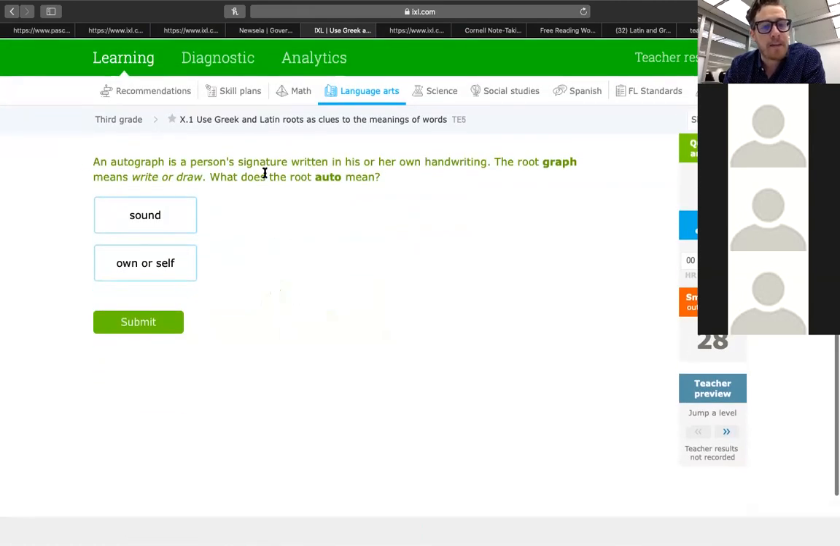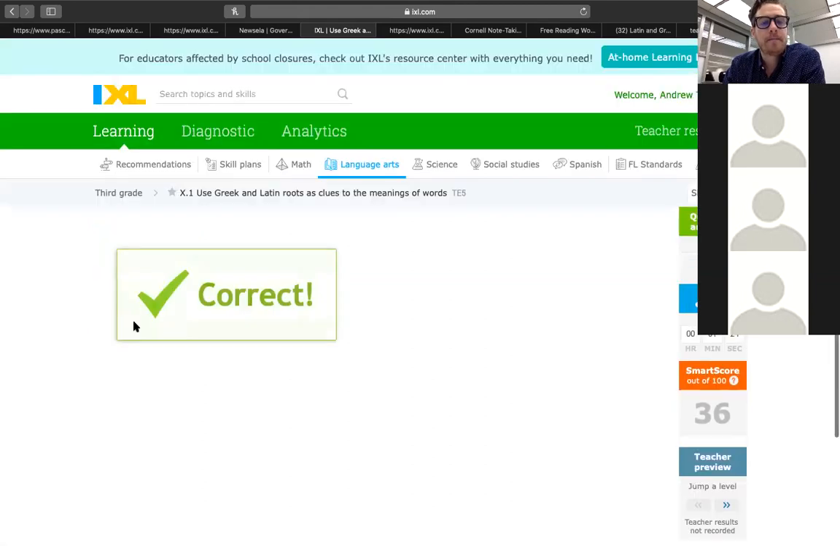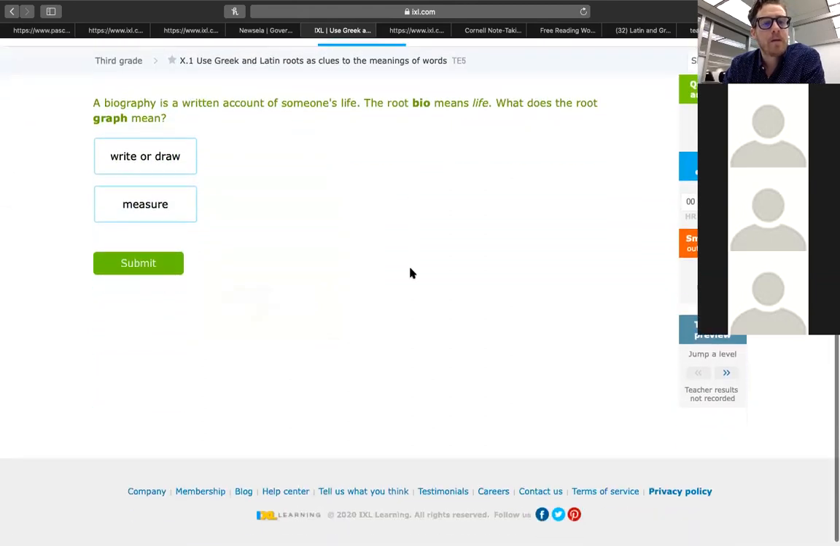An autograph is a person's signature written in his or her own handwriting. The root graph means write or draw, okay? What does the root auto mean? Self. Self, okay? Correcto. Yes, sir.